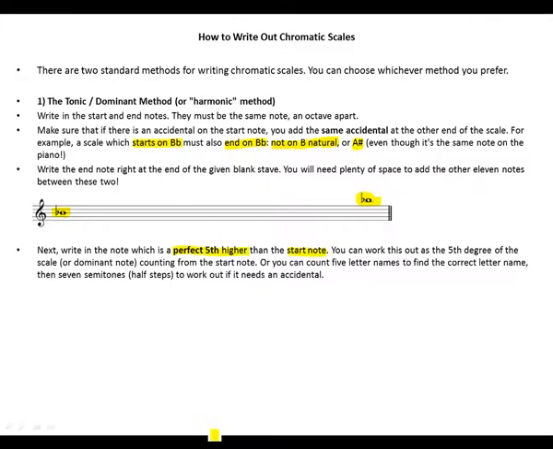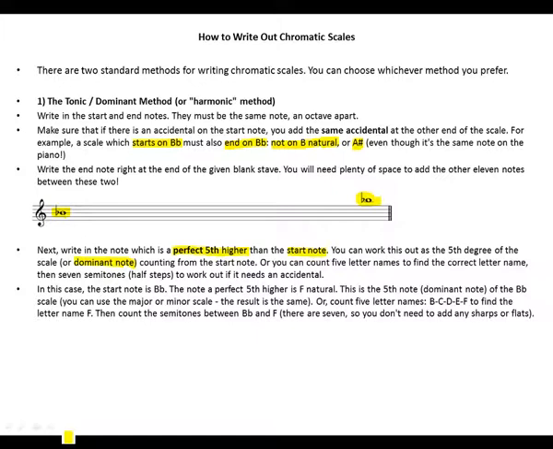You can work this out as the fifth degree of the scale, or dominant note, counting from the start note. Or you can count five letter names to find the correct letter name, then seven semitones, or half steps, to work out if it needs an accidental or not.